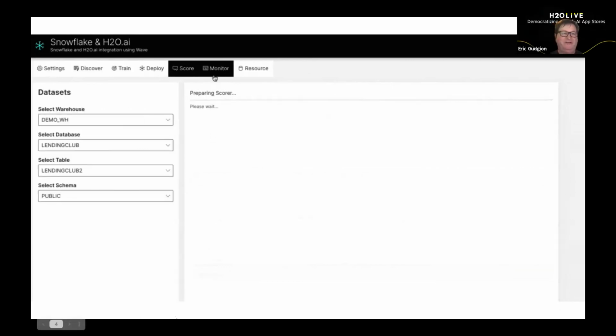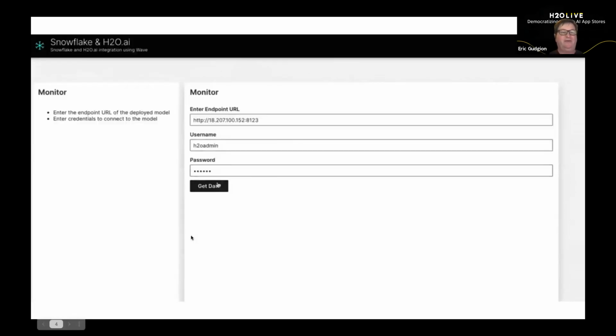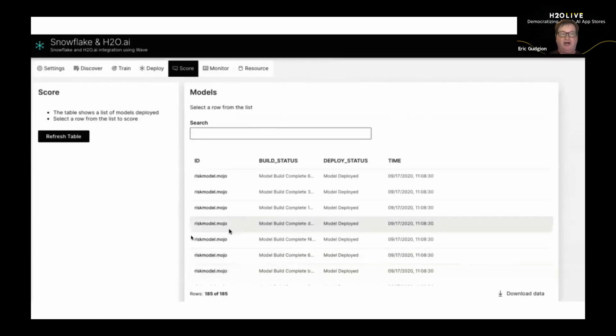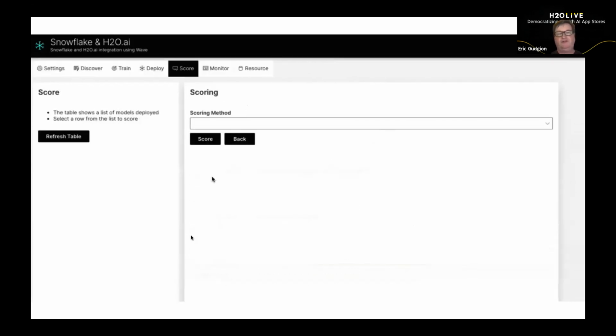Oh, sorry about that. So what we're looking at here is the Snowflake application built with Wave. What this allows us to do is to connect to Snowflake and use those powerful APIs that Miles just talked about. This means that business users can collect data, start training, or even score models directly.